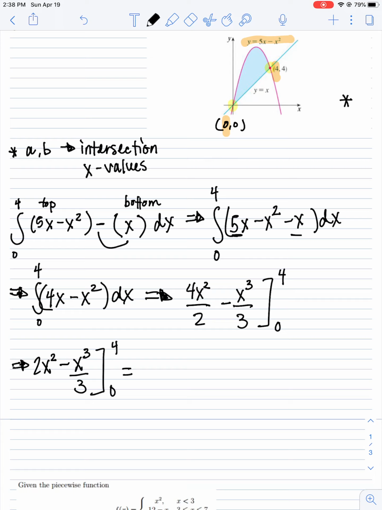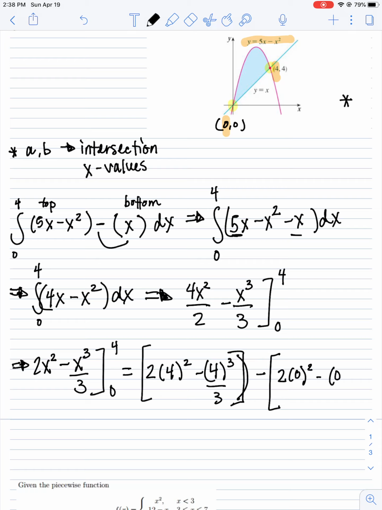And hopefully you know that means everywhere we see an x, we're going to plug in a 4. So it's going to be 2 times 4 squared minus 4 cubed over 3. And now everywhere we see an x, we're going to plug in a 0. So we say minus 2 times 0 squared minus 0 cubed over 3. Now let's do the math. 4 squared is 16. 16 times 2 is 32. 4 cubed is 64. 64 over 3.